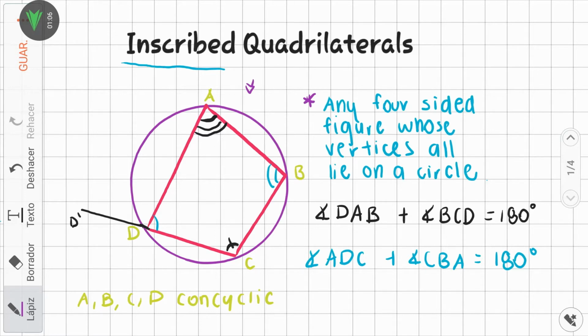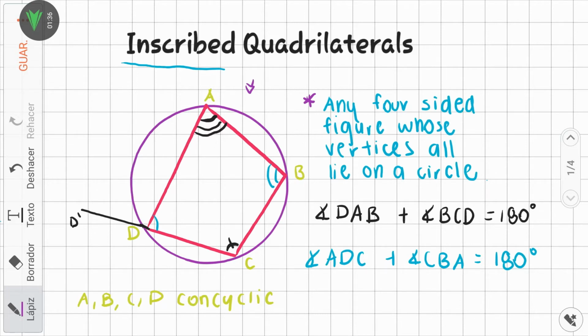up to 180. So here you can look at the angles that are in black, which are DAB and DCB. They both add up to 180, meaning that they are supplementary. Also, the angles ADC and CBA also add up to 180. This is a really important property that comes in really handy.